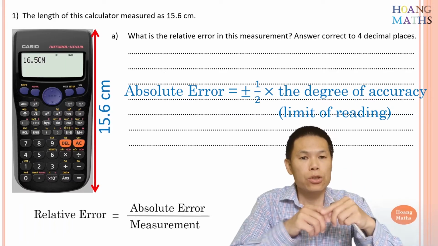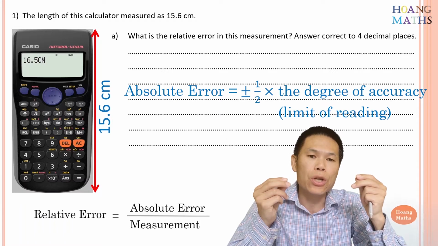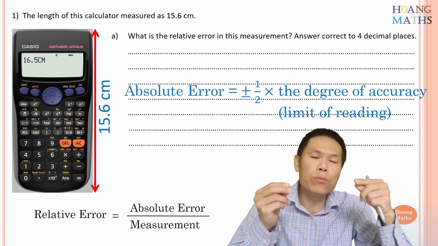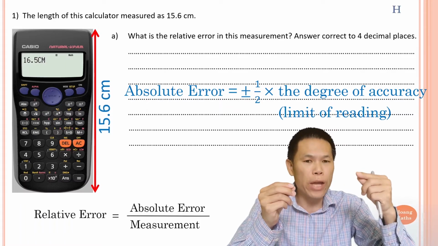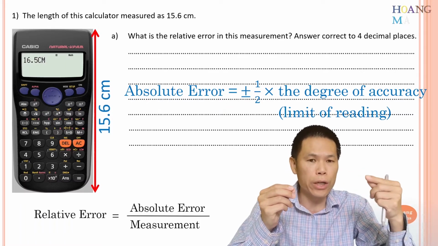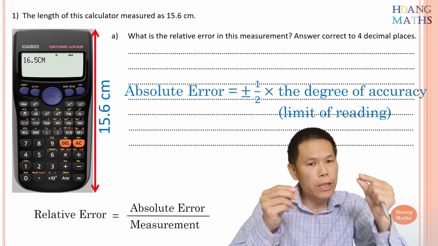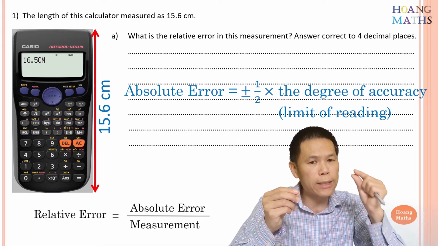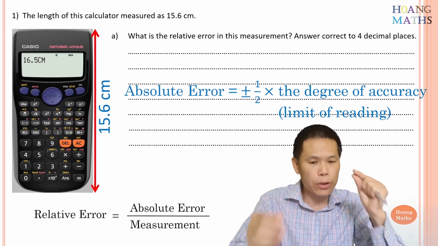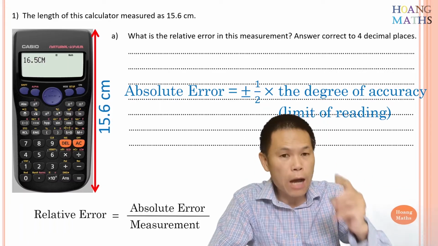decimal place. If you think about it, the measurement is 15.6 centimeters, so the next reading would be 15.7, followed by 15.8 and 15.9 and so on. So it is correct to 1 decimal place. Therefore, the degree of accuracy or the limit of reading is 0.1 of a centimeter. Let's work out the absolute error first.